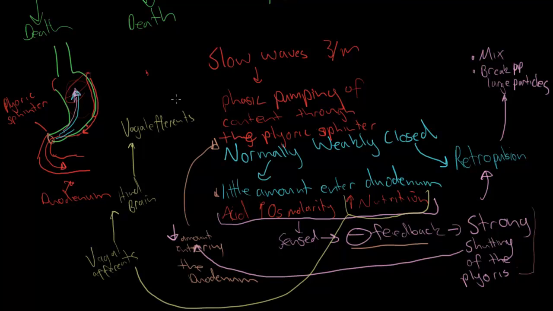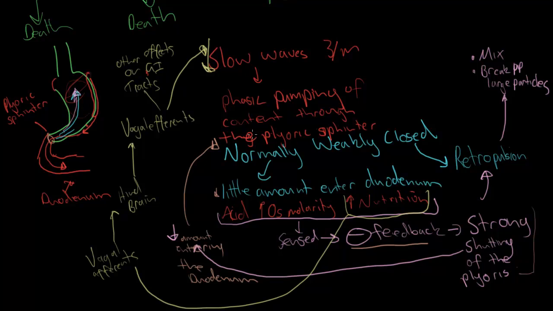Now, this has the effect of slowing down these slow waves. So it has that effect on the stomach, and that's also going to decrease the slow waves, decrease the phasic pumping, decrease the content going through, and just slow that all down. It also has other effects on the GI tract. You can think vagus is parasympathetic, rest and digest. So as a whole, in other areas, it will actually speed things up a bit.